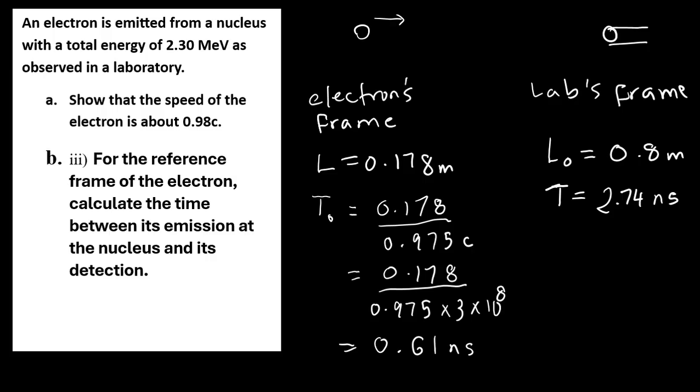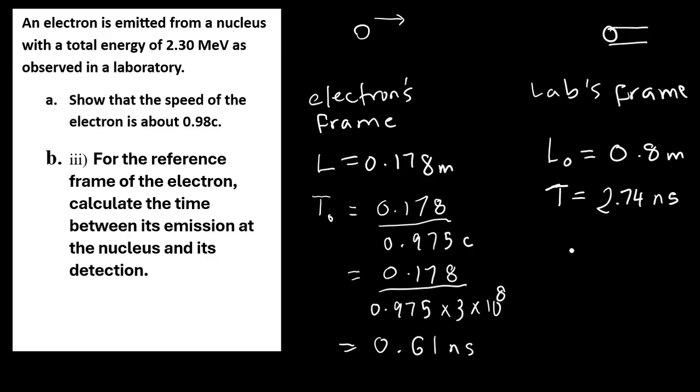If we come to the lab's frame, we will realize that we have to understand that in a moving frame, the time is going to dilate. So the time is going to be a bit shorter than the time that was measured from the lab's frame, which is 2.74.